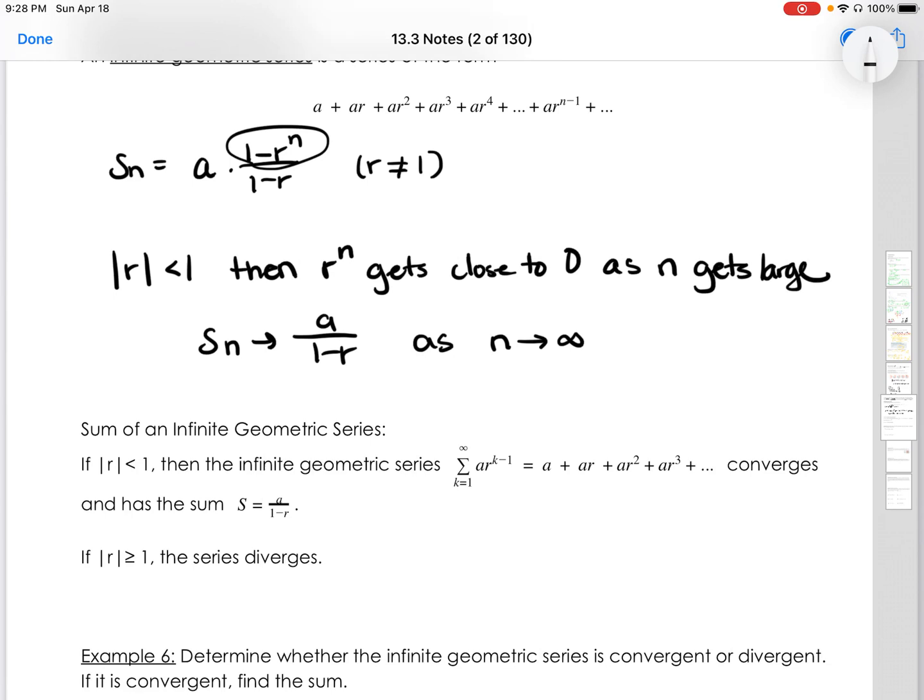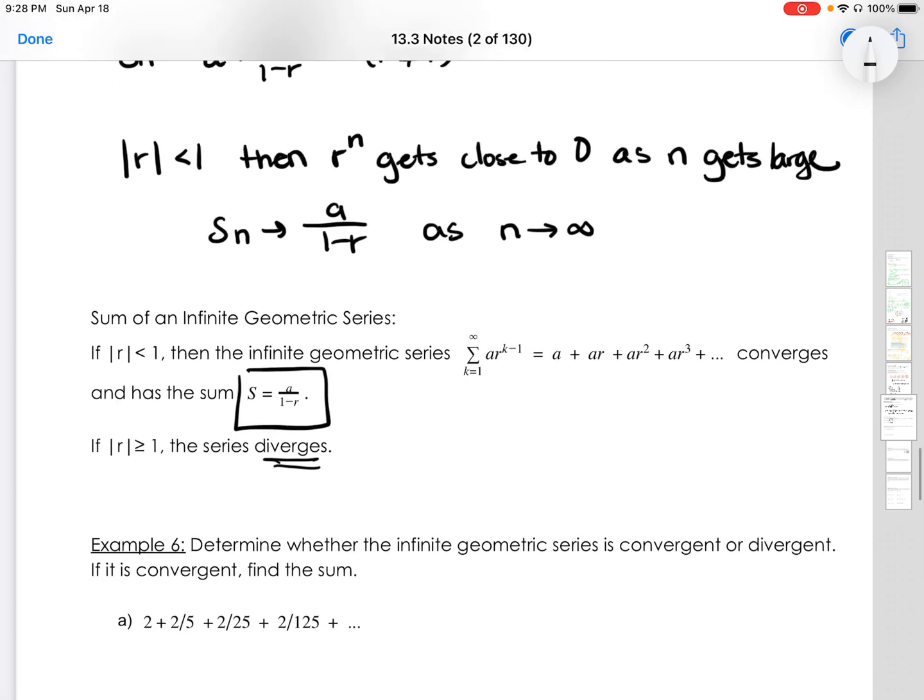So here we can define that for any of our geometric series, we have this formula, and this is what we are going to use to get our sum each time. If the absolute value of r is less than 1, we're going to get this sum. If it is greater than or equal to 1, we say that it diverges, and we're not going to be able to get a sum. All right, so let's try an example.